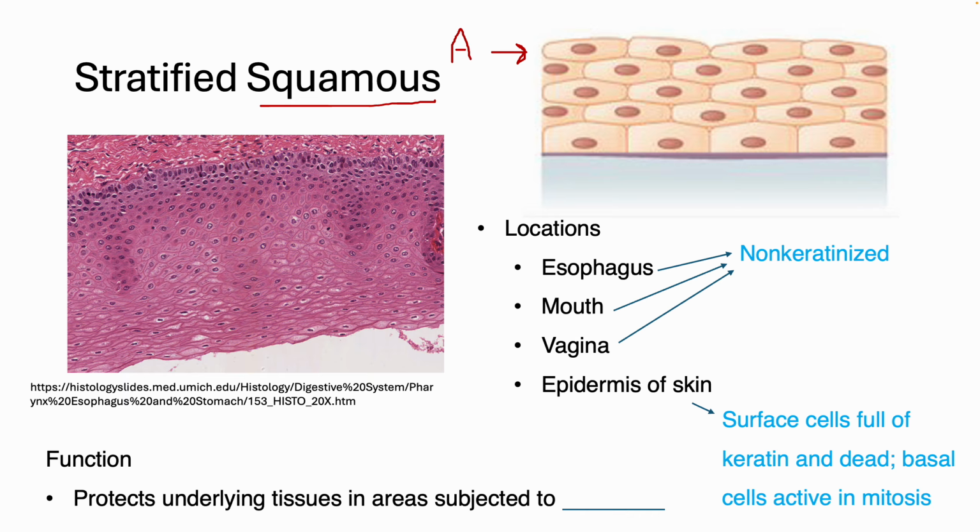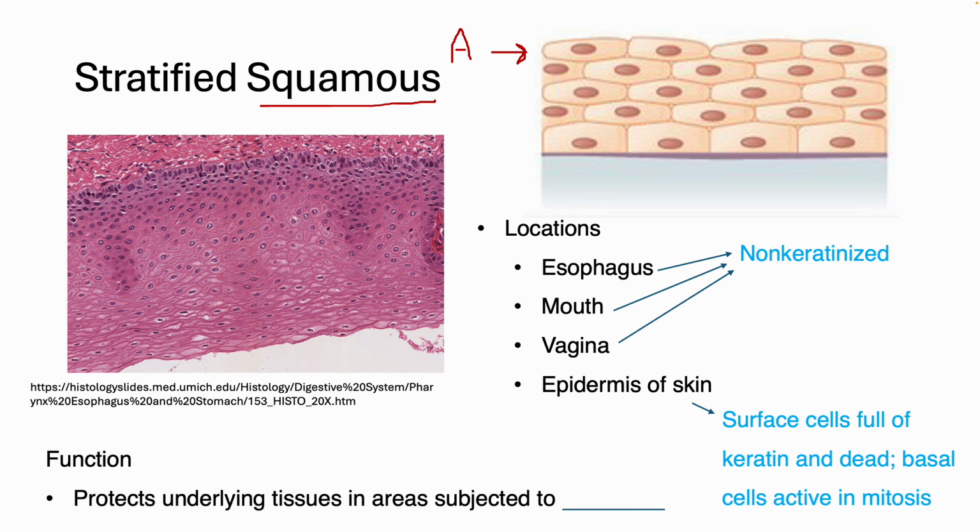The thing to note, if you look at this image here, is that we named the type of tissue based off of the structure of the most superficial portion of it. So as you get down deeper, you can see that they may take on more of a cuboidal form, but we still call it stratified squamous.